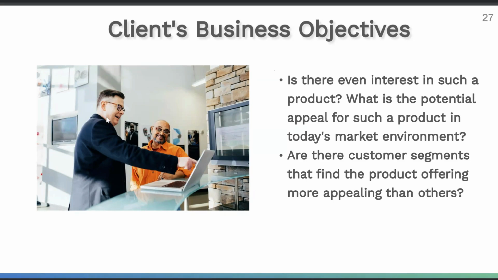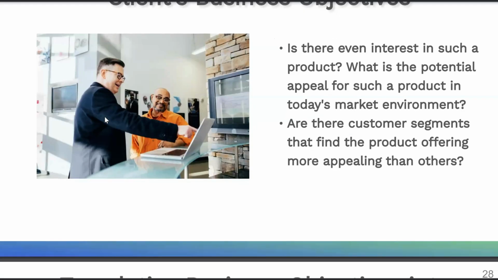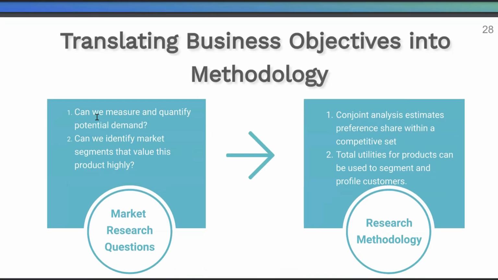And you as a consultant or you as a market research expert, you say, you know what? Let's translate some of your business objectives into the right methodology. Okay, so first, can we measure and quantify potential demand here? And can we identify market segments that value this product highly? Well, you say, well, I know that conjoint analysis estimates preference share within a competitive set, and that's going to be fantastic for answering this question. And also, you know that total utilities for a product can be used to segment and profile customers. So I'm going to use conjoint analysis, and let's just go ahead and do that right now, actually, before time is over.